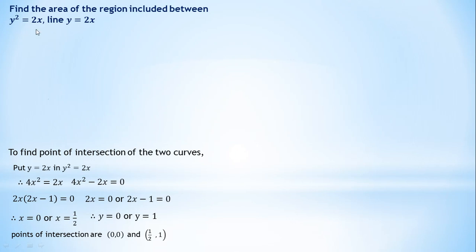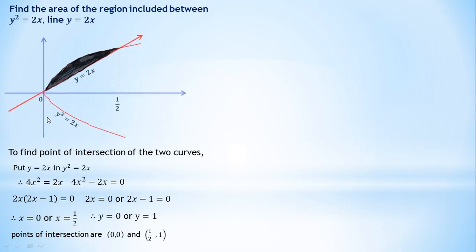Now to get the area of the region included between these two curves, we have to draw the diagram. For that, a rough diagram, we have to draw the parabola and the straight line, where both curves intersect each other at point (0, 0) and at point (1 by 2, 1). We have to show that using the diagram, and then we use the application of definite integration to get the area bounded between these two curves. So let us see the diagram here.